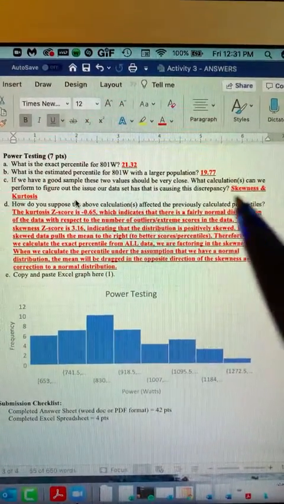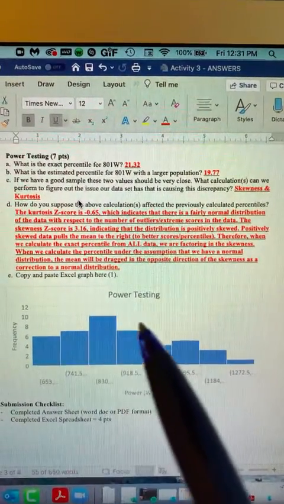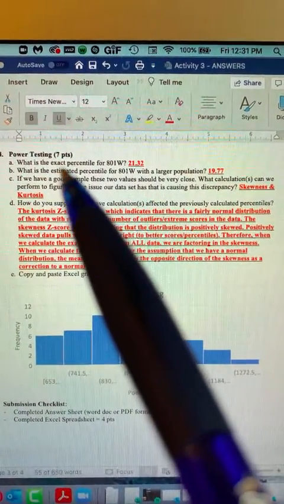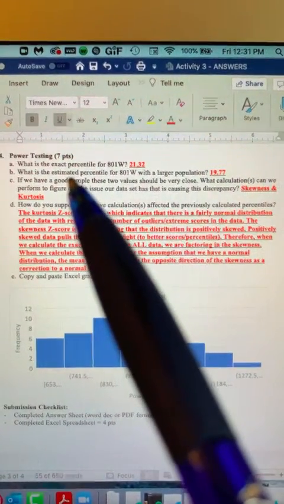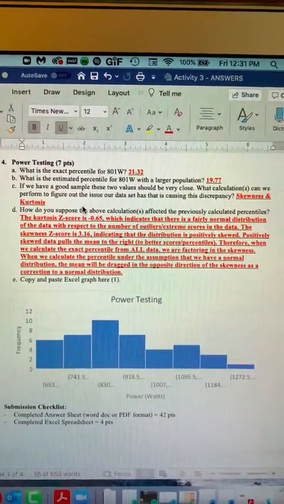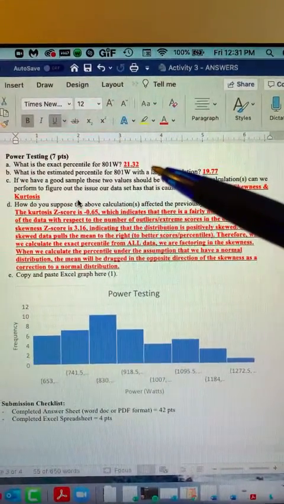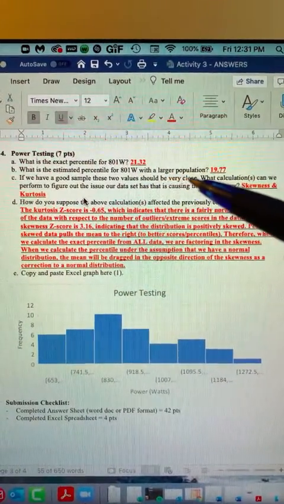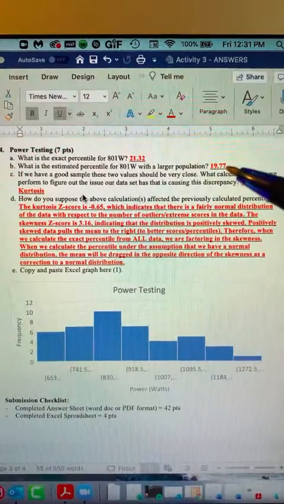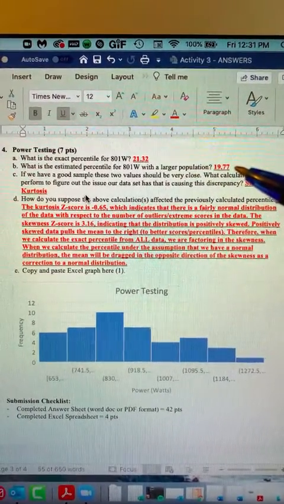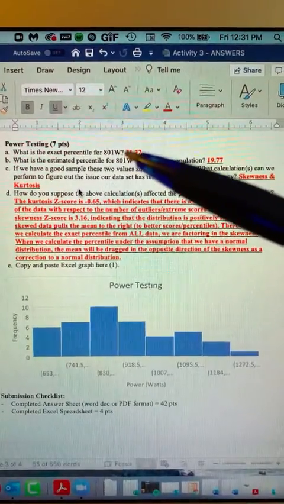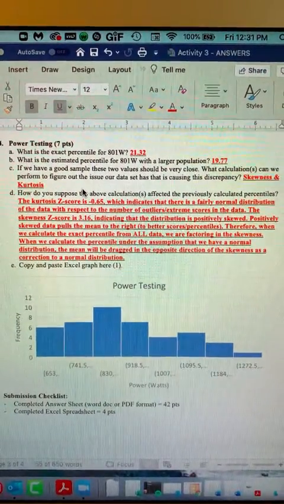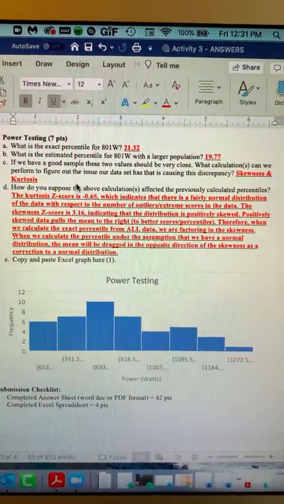So the reason we would use skewness and kurtosis is because it's an evaluation of distribution shape, right? And the main difference between the exact percentile versus the estimated percentile is that the exact percentile is calculated regardless of distribution shape, whereas the estimated percentile is going to be calculated on the basis that we have a normal distribution. So the disagreement between the distribution shape between these two questions is what is causing this shift in our percentile.